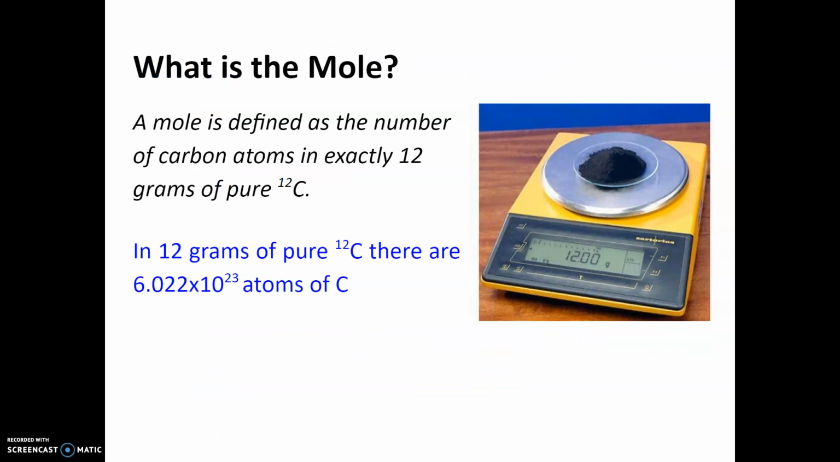Okay, so now we have our mole. And in this picture on this balance, we have exactly 12.00 grams of pure carbon-12. So that's charcoal that we have in this example. And so in 12 grams of pure carbon-12, there are 6.022 times 10 to the 23rd atoms of carbon. That is a lot of atoms.